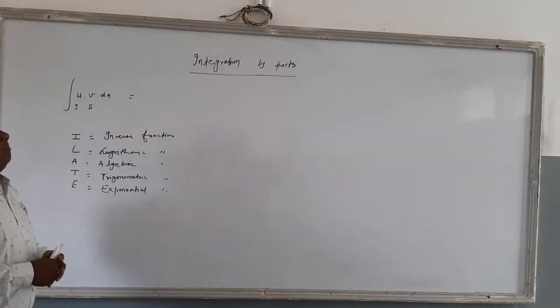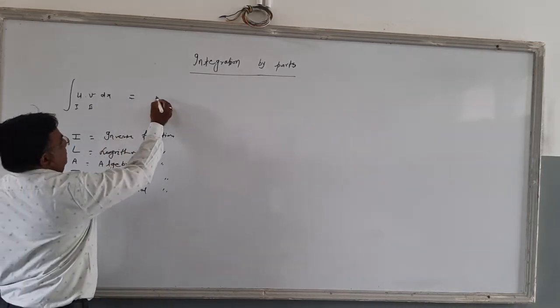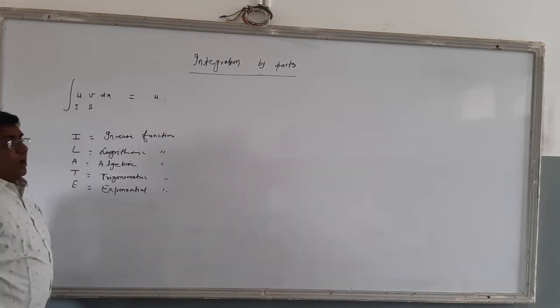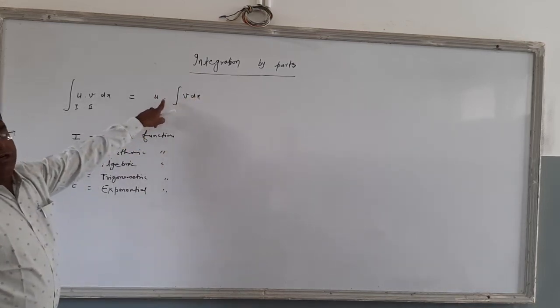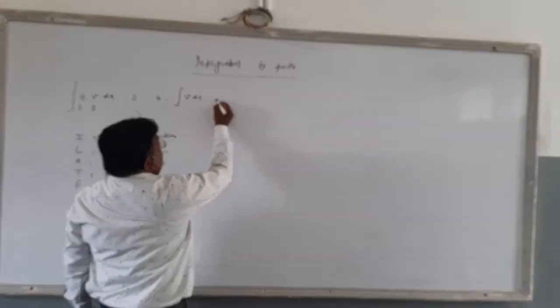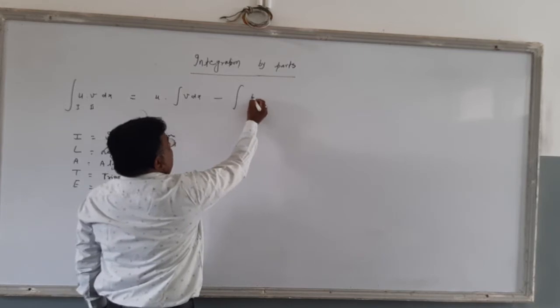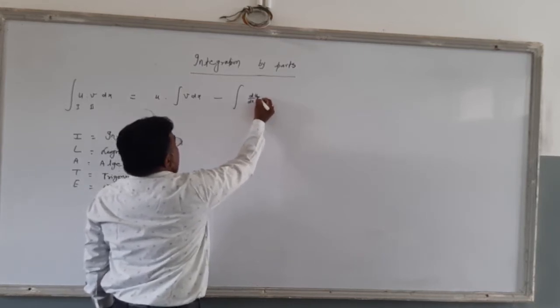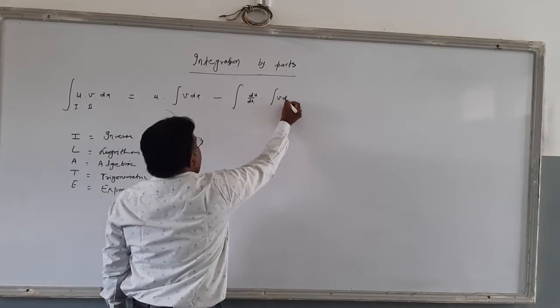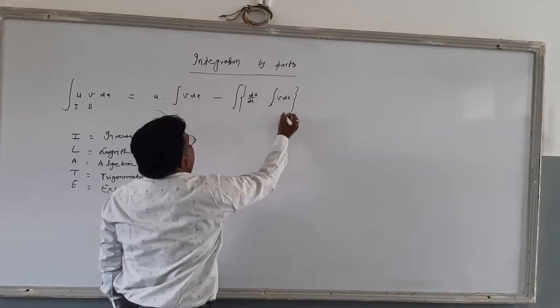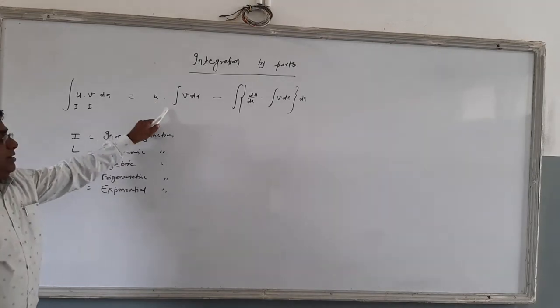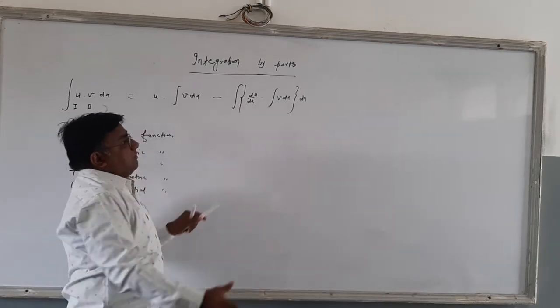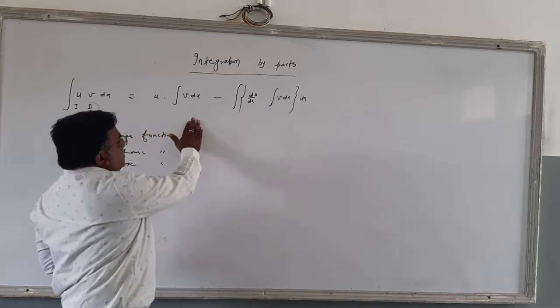So what is the by parts formula? First function into integration of second function, minus integration of the differentiation of first into integration of second, and the whole integration. I repeat: first function into integration of second function, minus integration of differentiation of first into integration of second, and the whole integration. So this is the by parts formula.